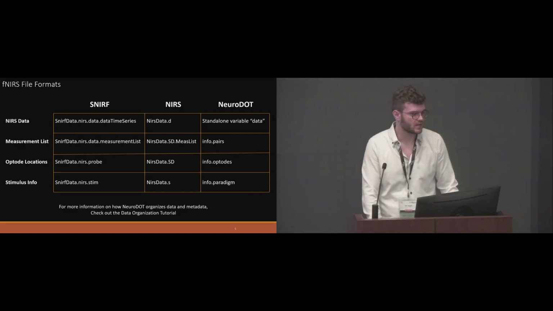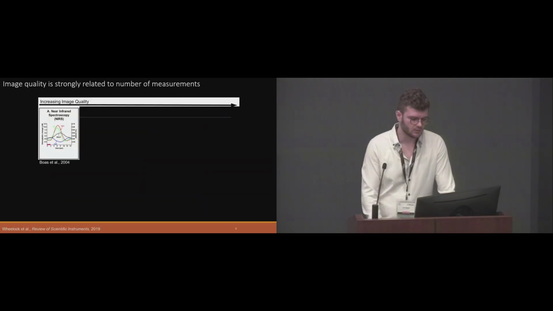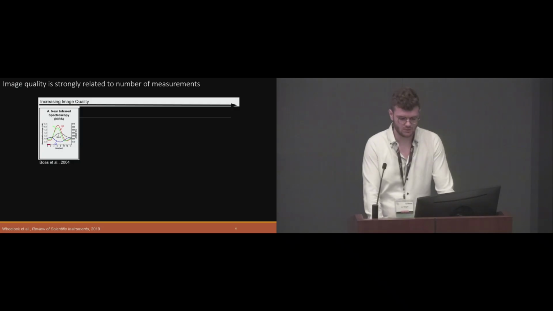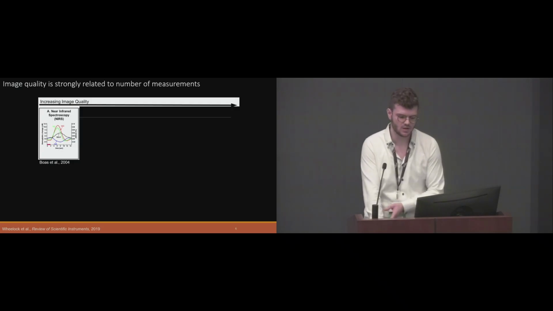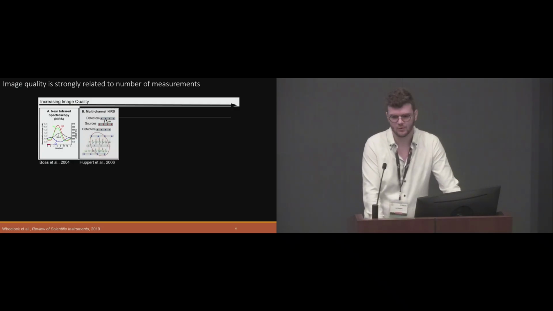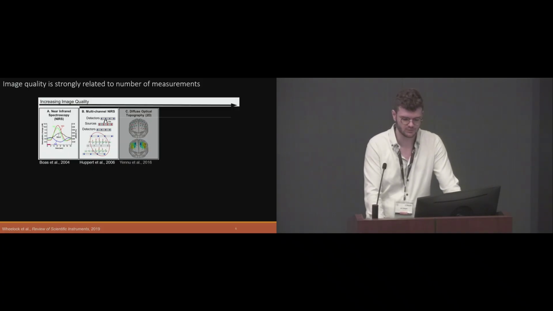So now that we've set up a couple of important things in terms of systems and data types, we'll get into some more stuff here. As has been shown, image quality is strongly related to the number of measurements you have. Therefore, with high-density diffuse optical tomography, we're able to obtain the highest image quality due to having a large grid of sources and detectors.